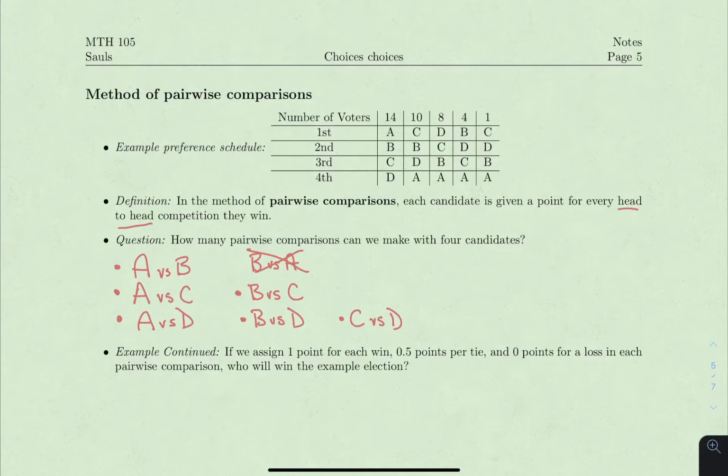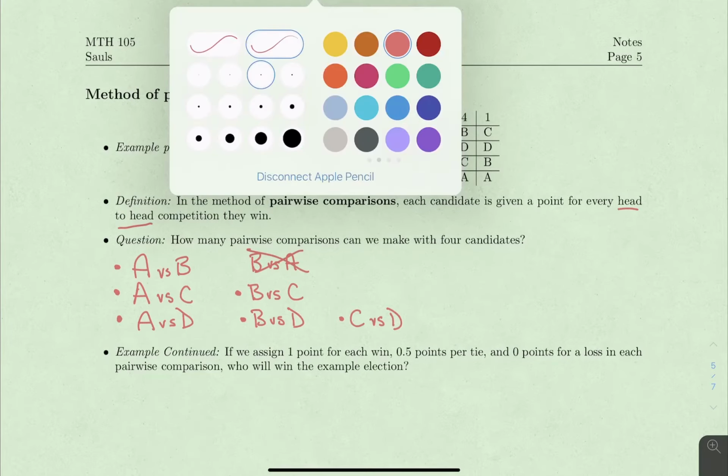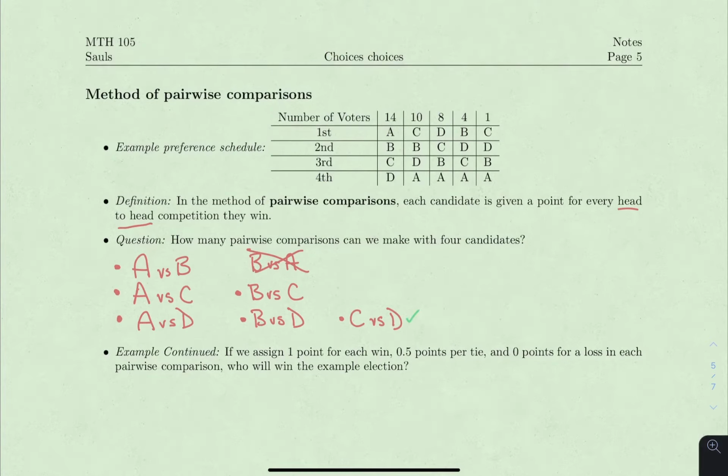You can ask yourself, if I'm missing a pair, who would it involve? Does it involve D? Well, D should be a part of 3 different head-to-head competitions, and you see that D is. What about C? C should be involved in 3 different competitions, and you can check for yourself that that candidate is. So we conclude there are 6 head-to-head competitions.